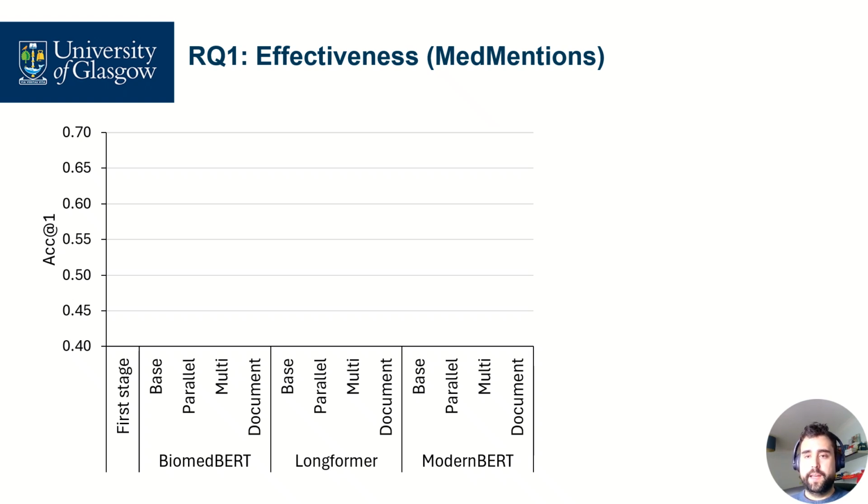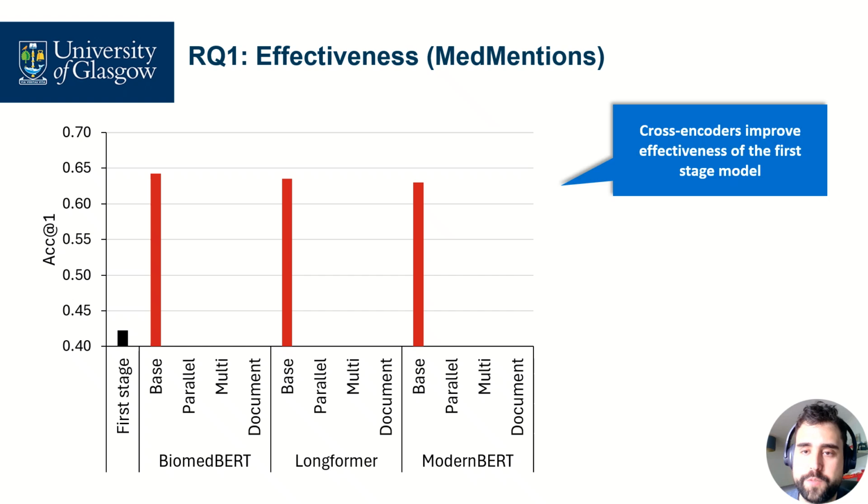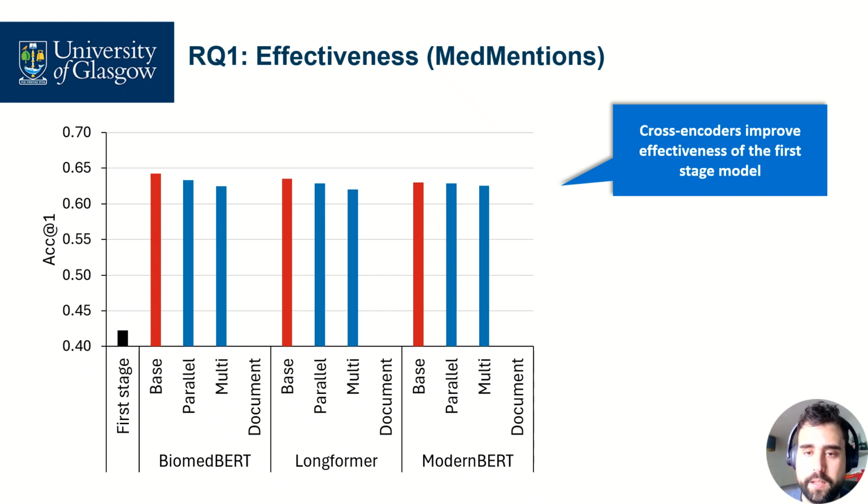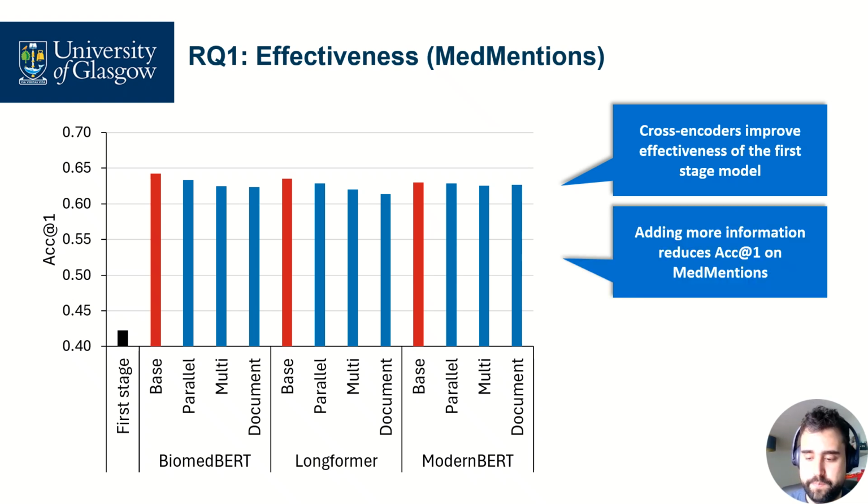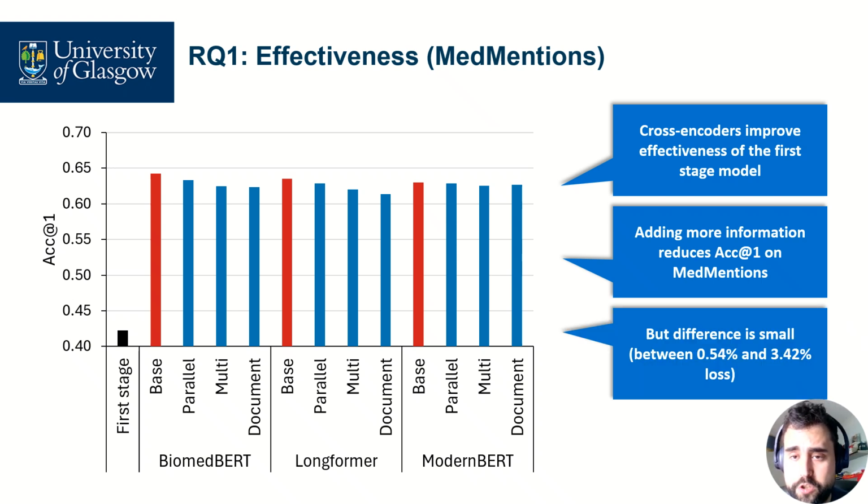We shall first explore the effect that passing more information has on the effectiveness. As we can see, cross-encoders provide a notable improvement over the first stage retriever. But let's see what happens when we add more information. In this dataset, as we add more information to the cross-encoder and we reduce the number of calls, performance diminishes. However, if we look at the raw numbers, the difference is quite small, between 0.54 loss in the case of the parallel cross-encoder to 3.5 in the case of the document cross-encoders.